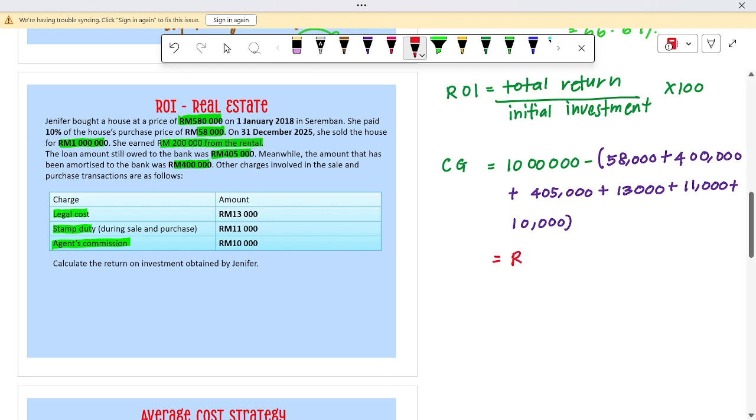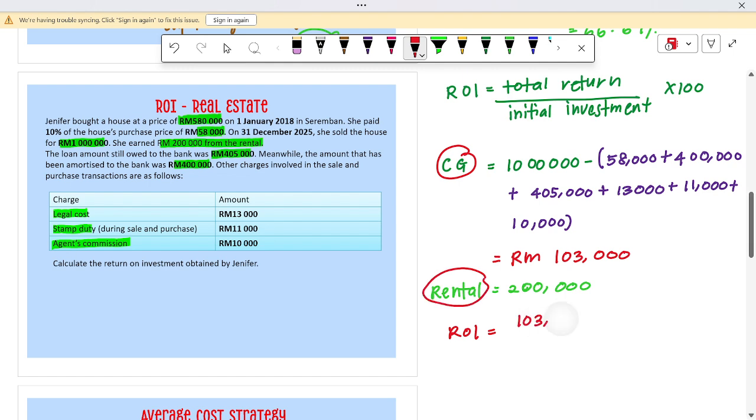Okay, so we will get RM 103,000. So this is her capital gain. Then our return is also in terms of rental. And the rental earned is, Richard has told you, 200,000. So let's calculate ROI now. So your ROI will be total return, which is CG, and your rental.